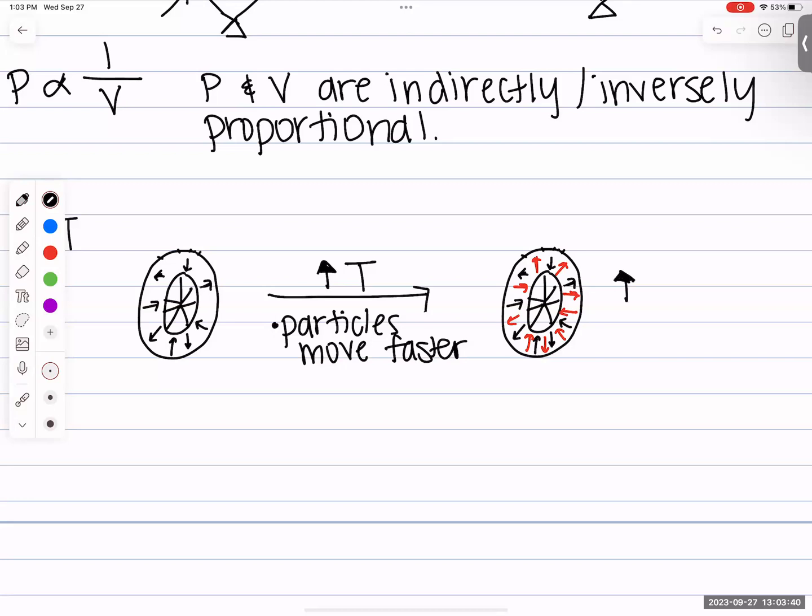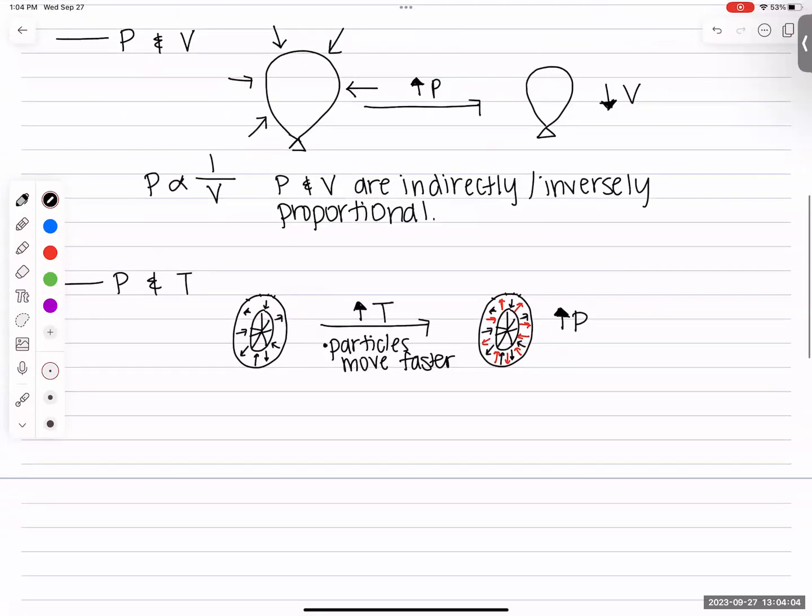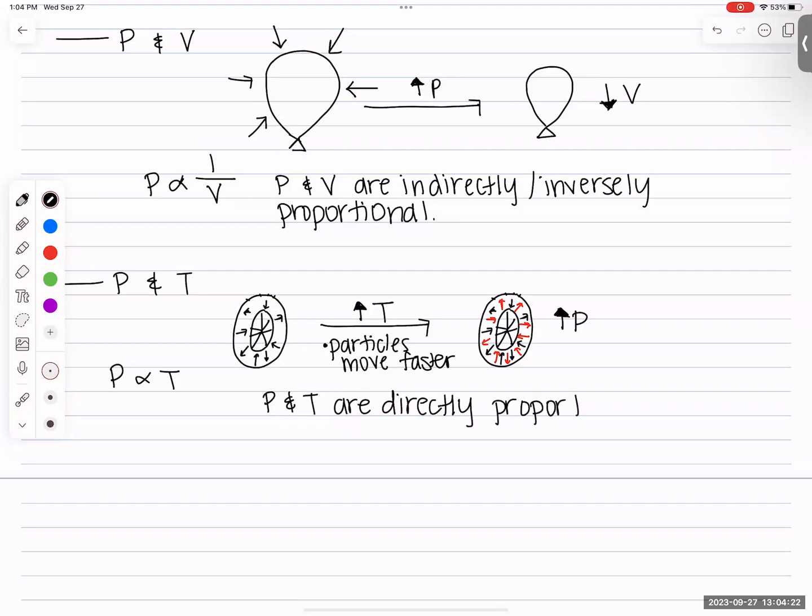So higher pressure if you increase the temperature, and if you want to do this, try this. Next time you get in the car to drive, before you get going, if you have a way to measure your tire pressure, measure your tire pressure, write down what number it is, drive for a little while, get out and measure it again. It will be higher after you drive for a little while. So pressure goes up and temperature goes up. So pressure is directly proportional to temperature. So P and T are directly proportional. Directly means that one goes up, the other goes up.